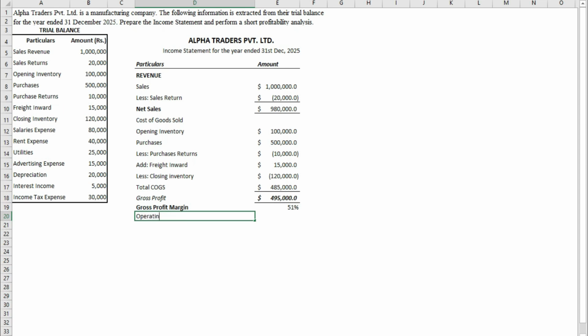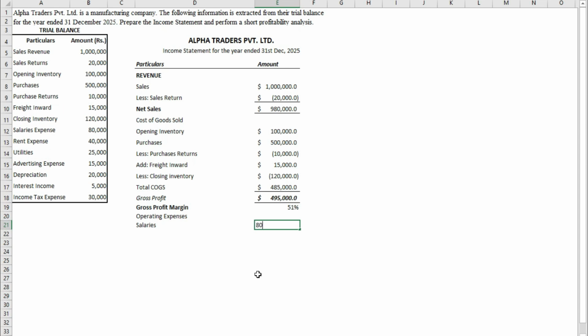Operating expenses. We will now calculate the operating expenses. Where is it starting? It's starting from there. Salaries are the first. Salaries are our operating expense because we give it to the office workers or any other particulars, and all of these are subtracted because they represent outflows of economic benefits.